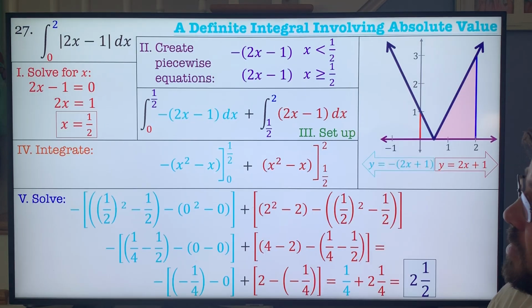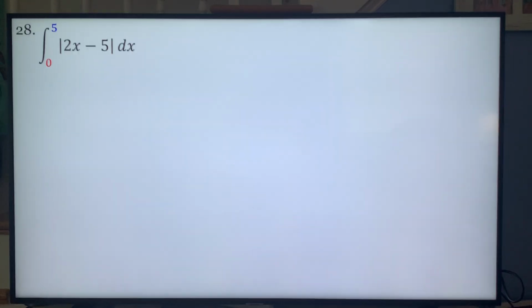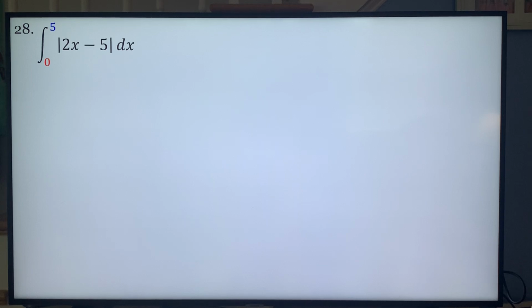So let's do another example. It's very similar. It's 2x minus 5 this time instead of 2x minus 1. But it's from 0 to 5. So do this problem.